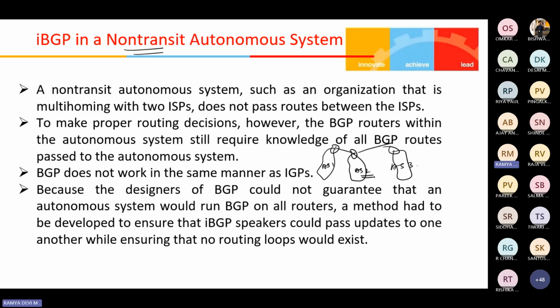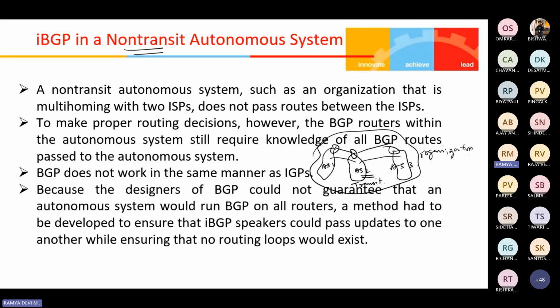So in this case, AS2 is not called a transit. Why? Because a transit will carry information from one autonomous system and pass it to another autonomous system, from one organization to another organization. But here, all the autonomous systems are part of a single organization. So it is called a multi-homed autonomous system. It is actually a multi-homed network.